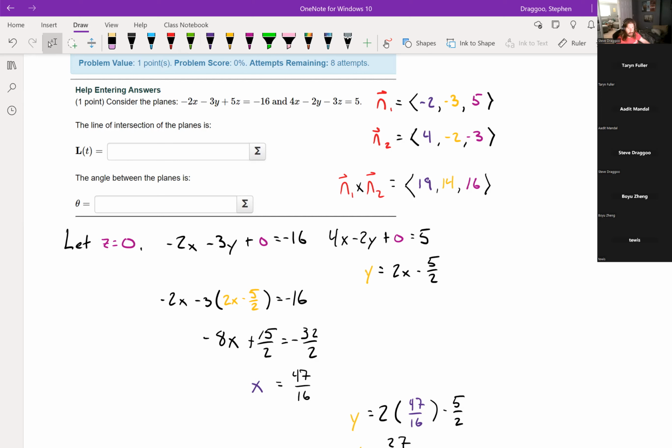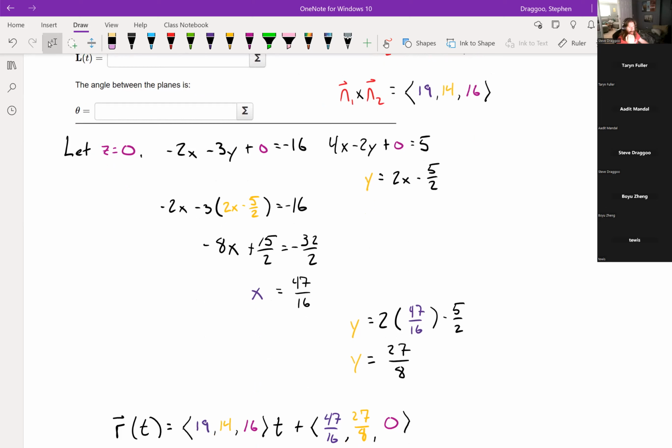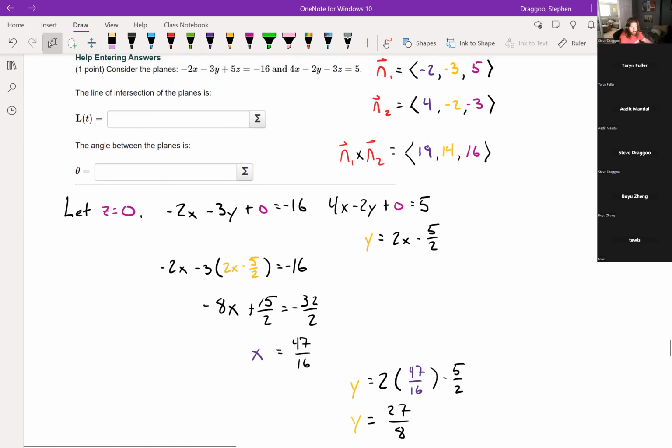Then once I have the parallel vector, I just need any point that is on that line, which is this first bit of work. And I can take any point that's on that line, which means the choice of the point that I use here is going to be completely arbitrary. In this example, I just set z equal to 0 and solved for x and y by using the two equations of planes. But really, I've got two equations with three variables, which means I'm overdetermined.